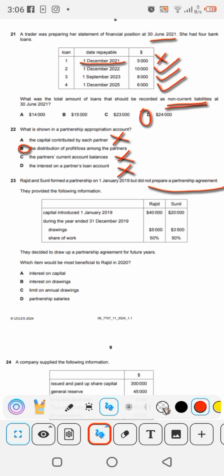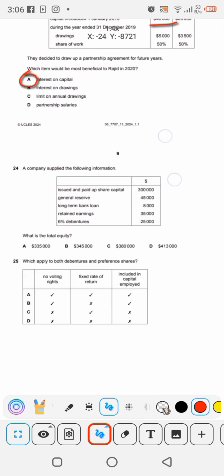So question number 23 is, Rajit and Sunil formed a partnership on 1st January 2019 but did not prepare a partnership agreement. They provided the following information. They decided to draw up a partnership agreement for future years. So when there is no partnership agreement made, there is no interest on capital, but when we make a partnership agreement, there will be an interest on capital, which will benefit Rajit more because he has contributed 20,000 more than Sunil. So part A would be the correct answer.